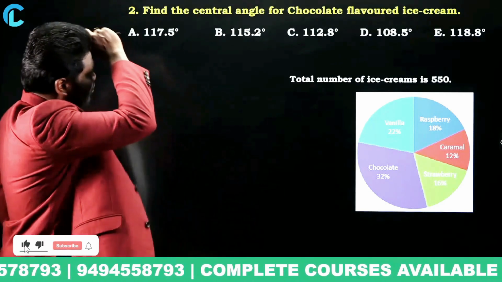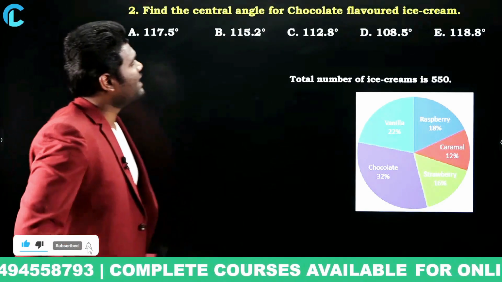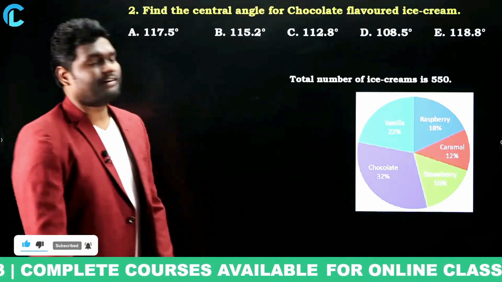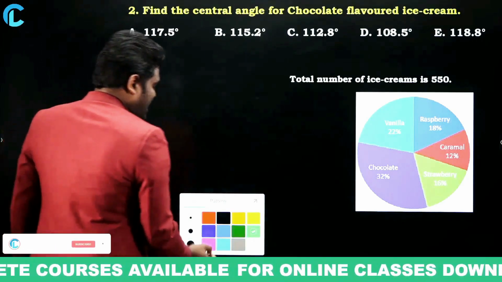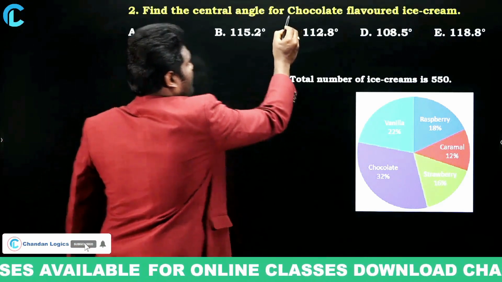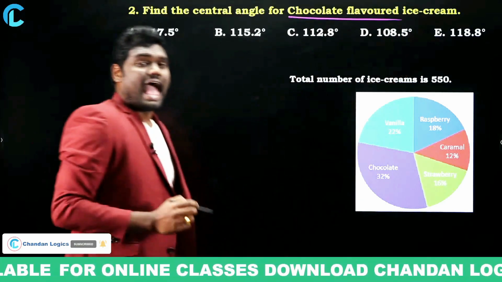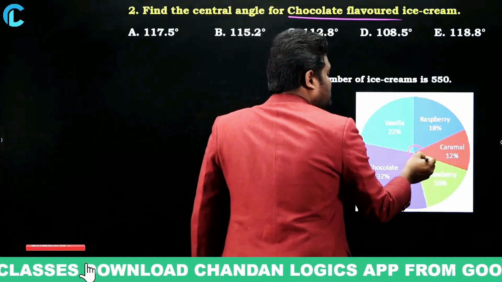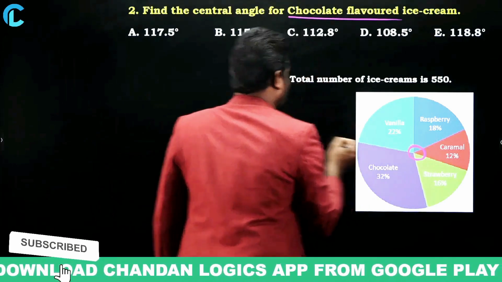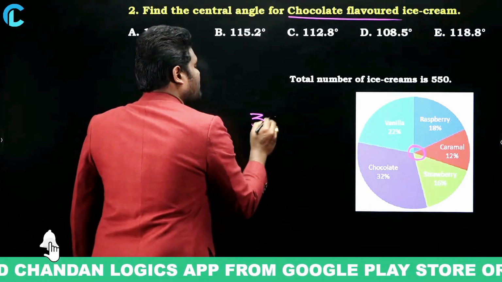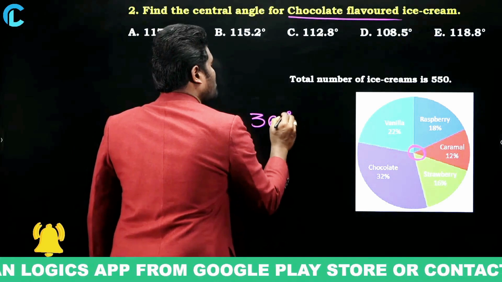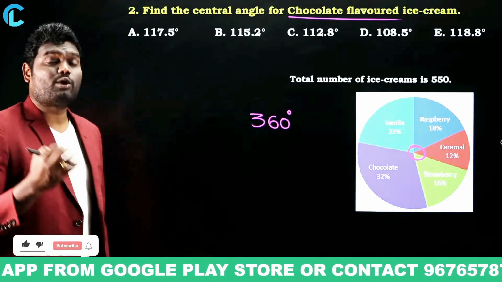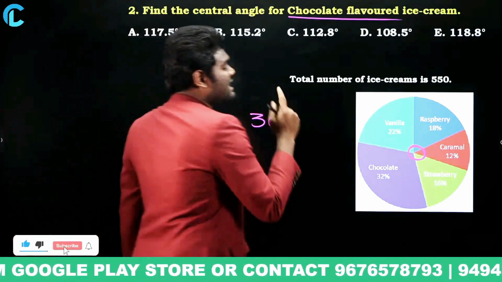Next question. Find the central angle for chocolate flavored ice cream. So they're asking for the angle formed by chocolate flavor. Observe here carefully. Angle means this total angle, which is 360 degrees. Yes or no? Total angle is 360 degrees. But what is the question asking? The question is asking about chocolate flavor.